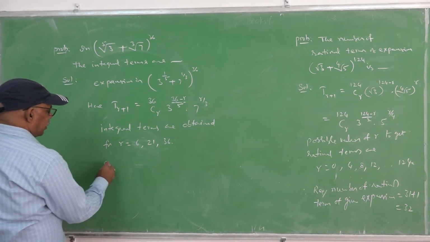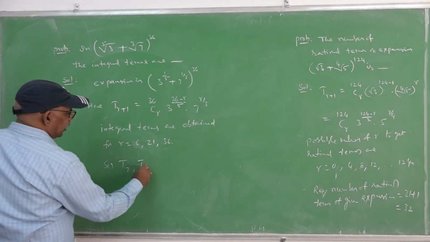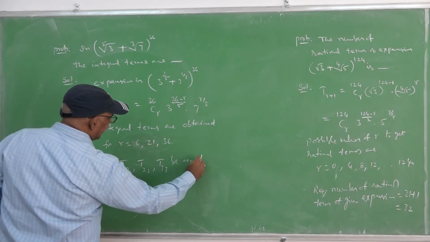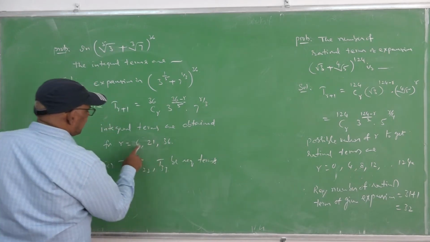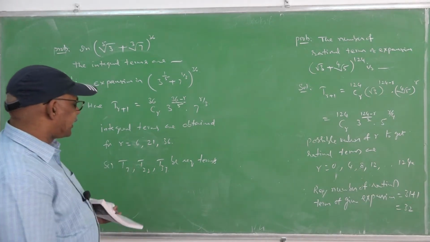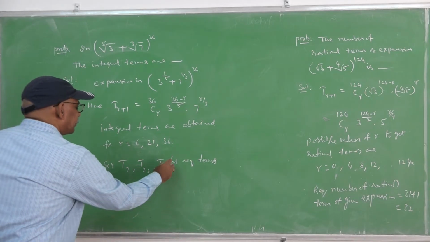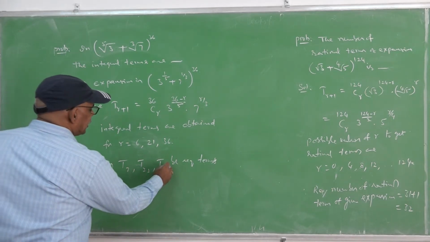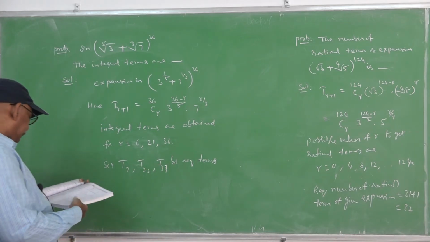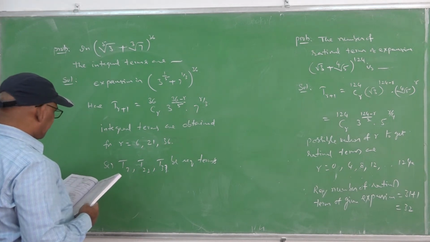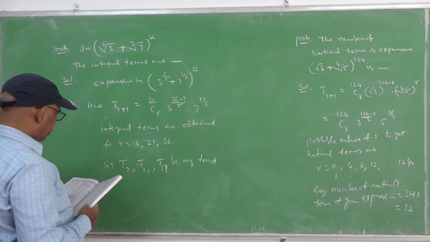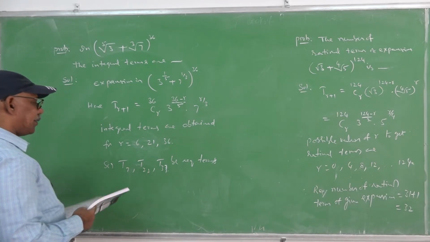So T7, T22, T37 will be the required terms. Because for r equal to 6, we get the 7th term, for r equal to 21, we get the 22nd term, and for r equal to 36, the last term. This is the last term. So the terms of the expansion which are integral terms are T7, T22 and T37.